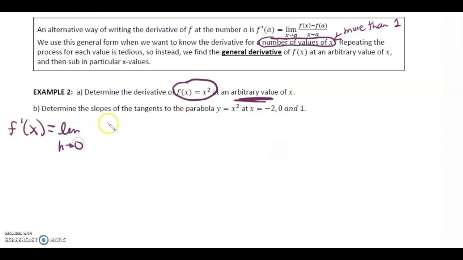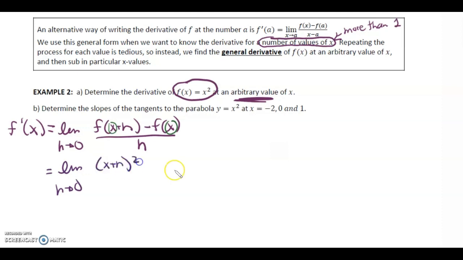So as h approaches 0 of f at x plus h minus f at x, all over h. The difference between unit 1 and now 2.1 is we are no longer subbing in that a value. We're leaving it as the general form for x. So if we have the function x squared, we are still going to do x plus h all squared, minus f at x, which is x squared again, all over h.